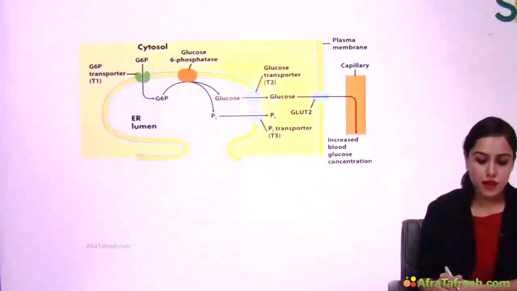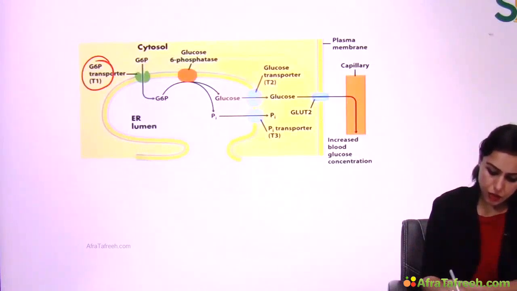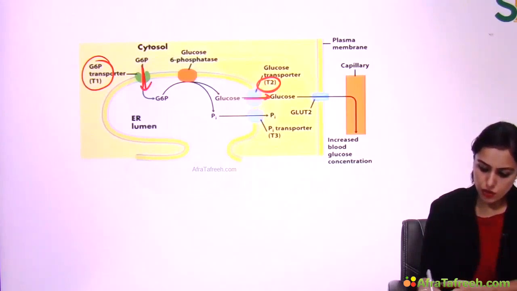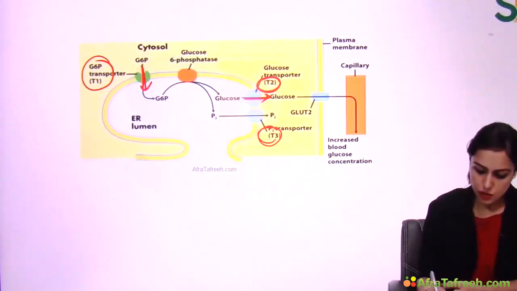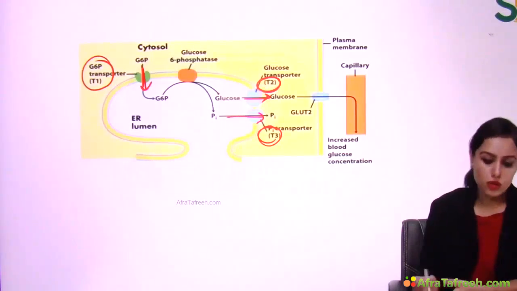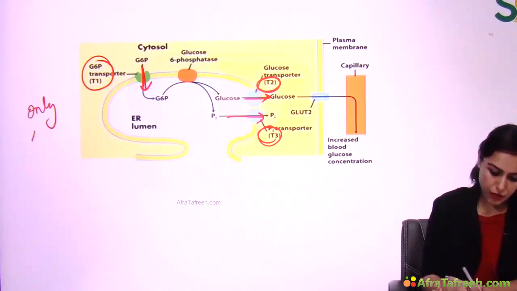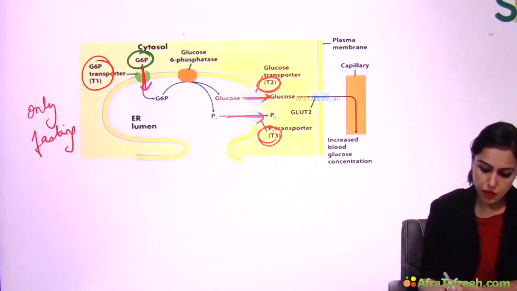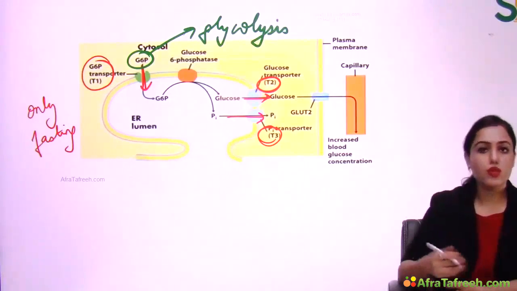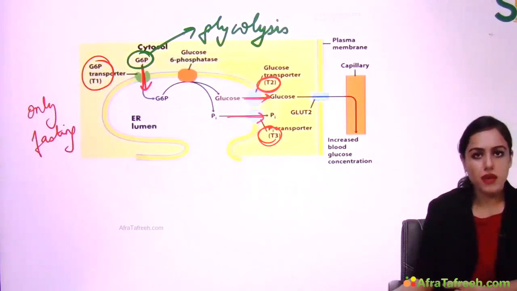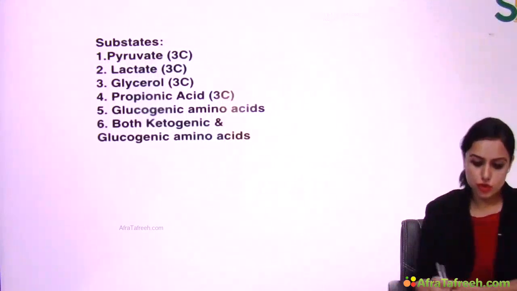Also see one more thing in this diagram, that there is T1 transporter for the entry of glucose 6 phosphate in the endoplasmic reticulum. There is T2 transporter for the exit of glucose. There is T3 transporter for the exit of inorganic phosphate. Can I say all these transporters or channels will be active only during fasting? They will be active only during fasting because in fed state we want this glucose 6 phosphate to enter glycolysis, but in fasting state we want this to be broken down so that it forms glucose which can be given to blood, right? Now next we have to do the substrates of gluconeogenesis.